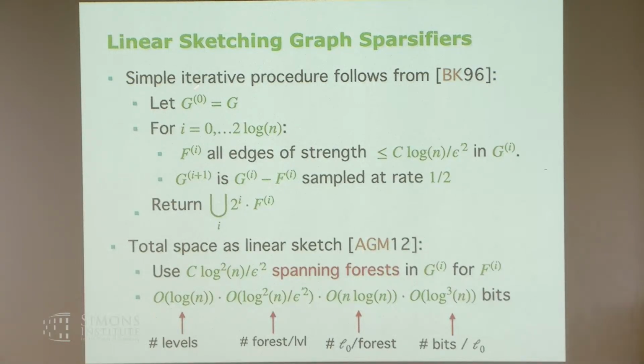So we have a log n, just because of running this log n times, we need to store a sketch at each of these levels. The number of forests in each level will be something like log squared n over epsilon squared, or really epsilon prime squared. The number of L0 samplers for each forest is order n log n. And finally, the number of bits in each L0 sampler will be log cubed n. All that's to say that this will give you this O tilde n over epsilon squared algorithm in a very elegant way, and hopefully that is clear to everyone.